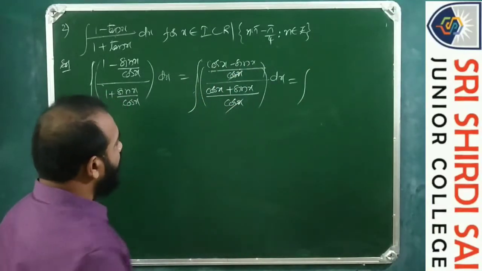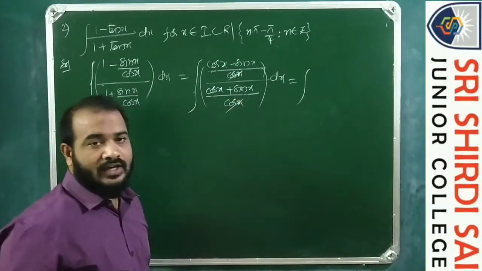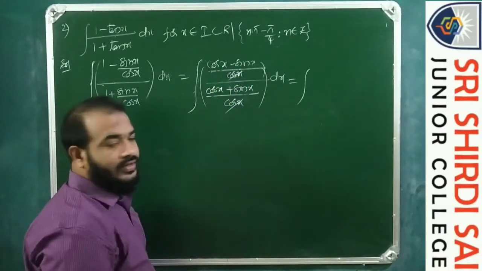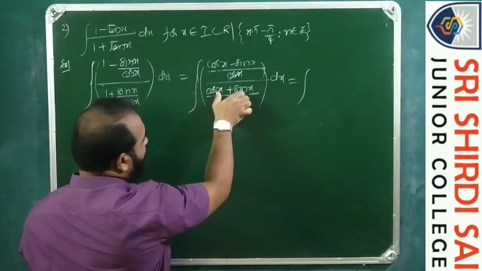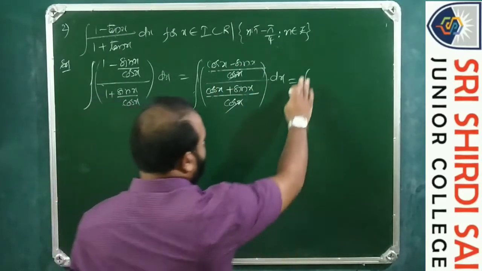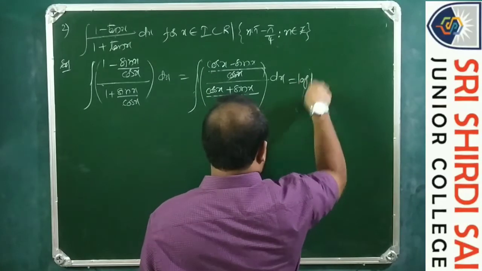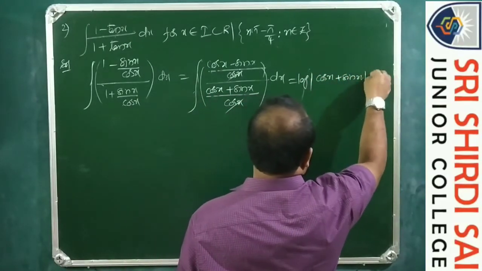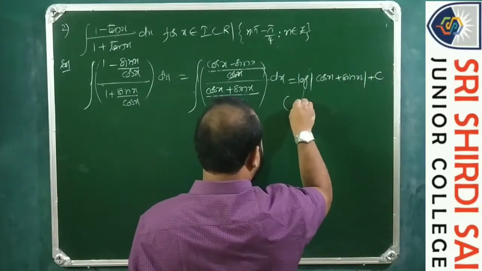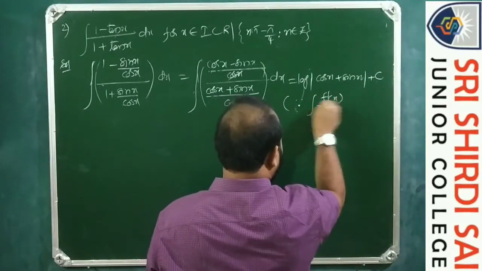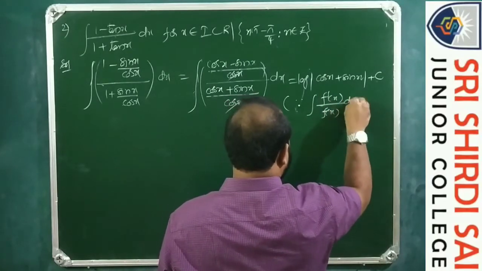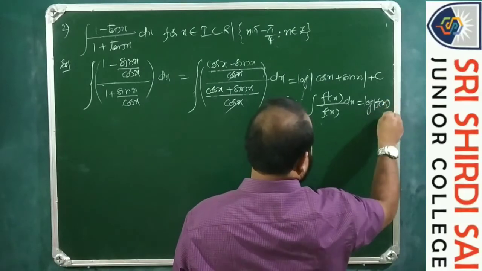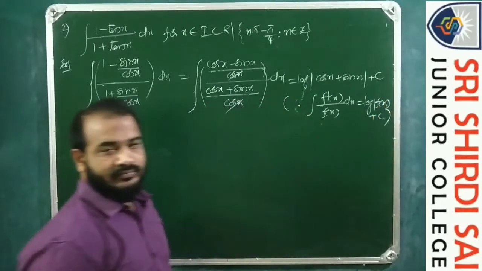Cos x plus sin x, if you take it as f of x, then the derivative of cos x is minus sin x and the derivative of sin x is cos x. So this is by all respects f dash x by f of x, giving log mod f of x. So log of (cos x plus sin x) plus constant of integration c, since integral f dash x by f of x dx is equals to log modulus of f of x plus constant of integration c.